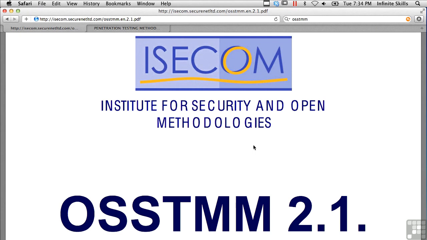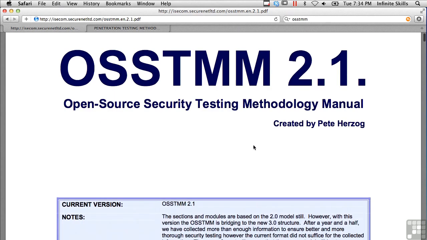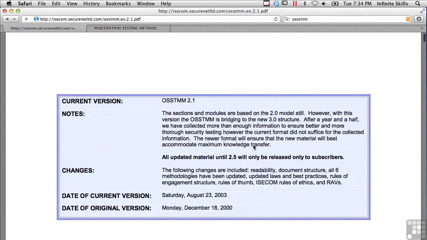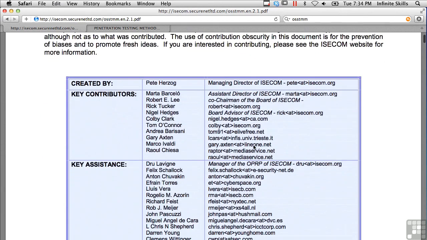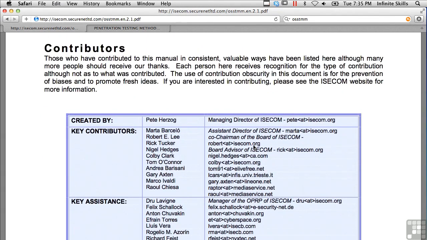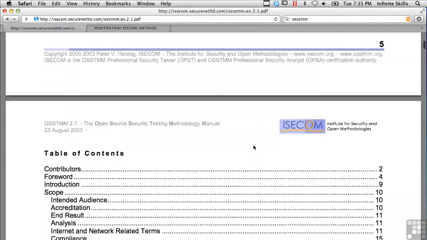The Institute for Security and Open Methodologies has this thing called the OSSTMM, which is the Open Source Security Testing Methodology Manual. You can find it online. You can see here I've got a PDF open of it. It's a pretty big document. It's got all sorts of extraneous information, which is important to the people who are involved in it. You've got the contributors here. And it takes several pages before we get down into the actual meat of the document.